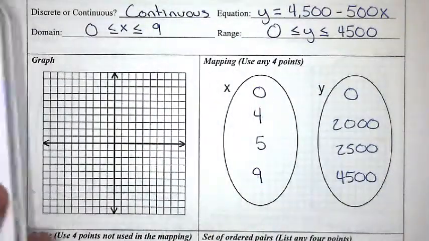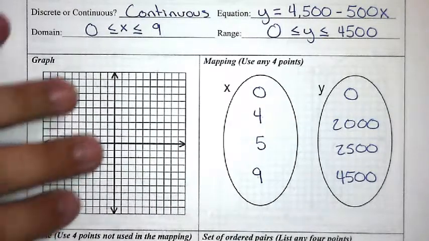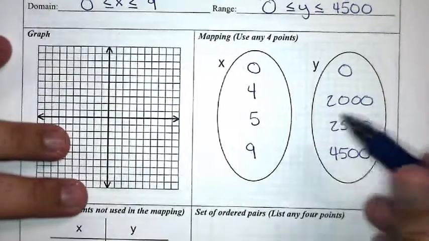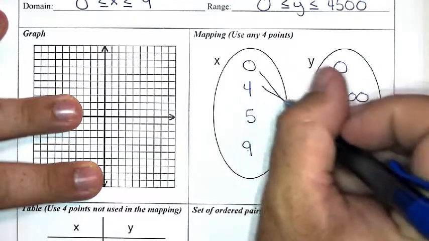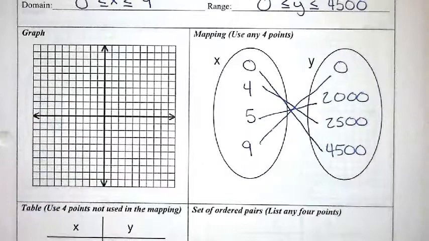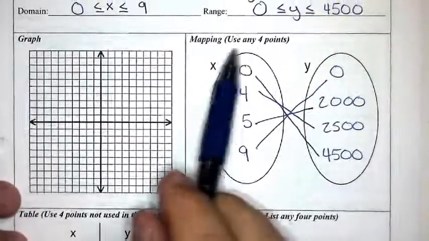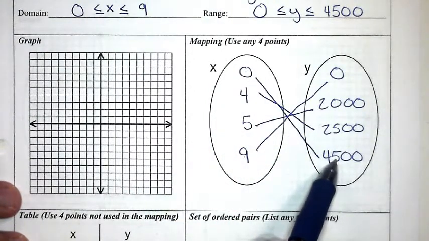Sarcasm. Okay. In order for this to be a map, what do I need? Lines. Read between the lines. So I connect them to all that they're connected to. When 0 hours have passed, I have 4,500 gallons of water. When 4 hours had passed, there's that much left. 5 hours had passed, that's what's left. When I have 9 hours, that's how much is left.